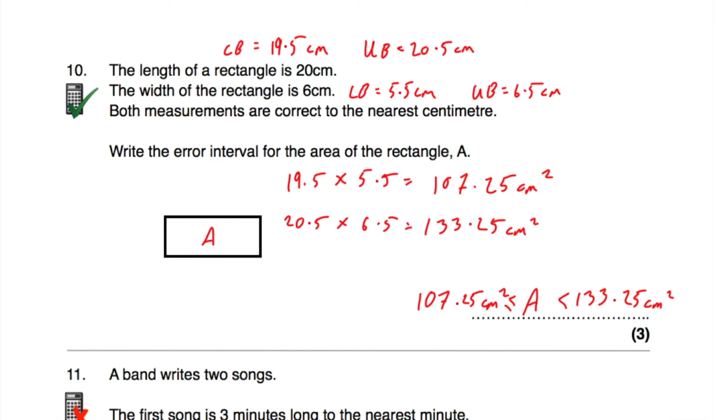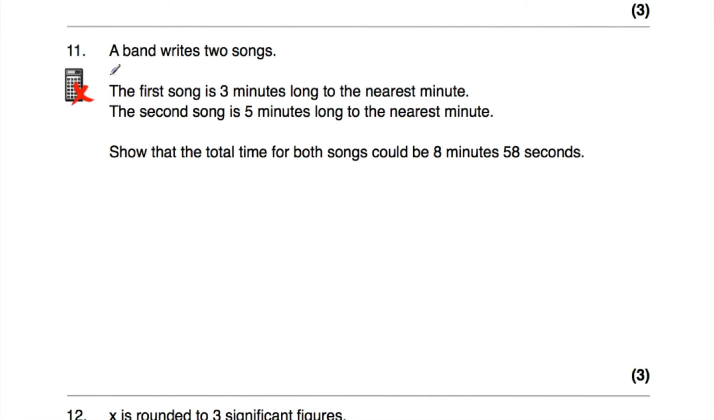Okay, let's have a look at question number 11. Question number 11 says a band writes 2 songs, and the first song is 3 minutes long to the nearest minute, and the second song is 5 minutes long to the nearest minute. And we've been asked to show that the total length for the 2 songs could be 8 minutes and 58 seconds. Now, this time is bigger than the 2 times added together, but because we're told it's to the nearest minute, it doesn't actually mean the first song is 3 minutes long and the second song is 5 minutes long.